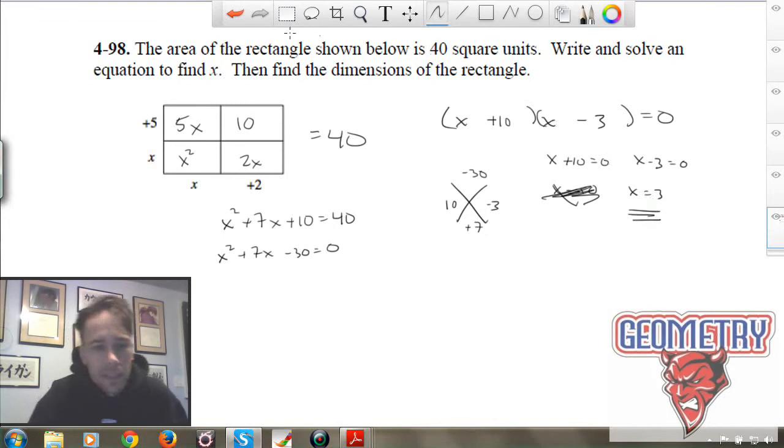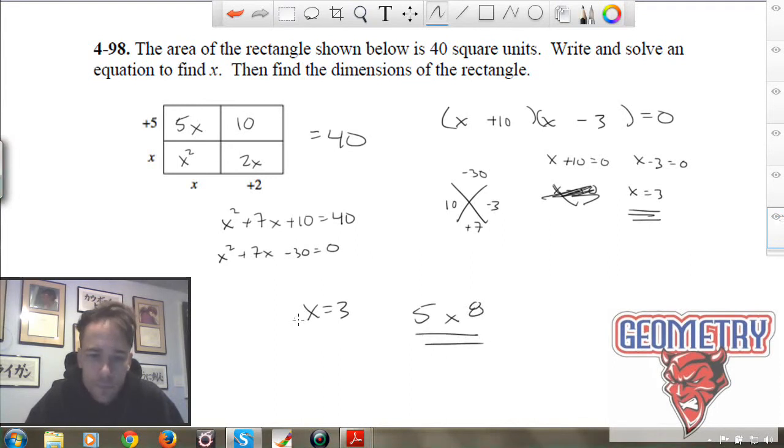And so we've got to plug that back into the side lengths here to get the actual dimensions of the rectangle. So when x equals 3, the dimension of this side is 3 plus 2, which is 5. And the dimension of this side is 5 plus 3, which is 8. So the dimensions of that rectangle are 5 by 8, which makes sense because 5 times 8 is 40, which we were told the area was.